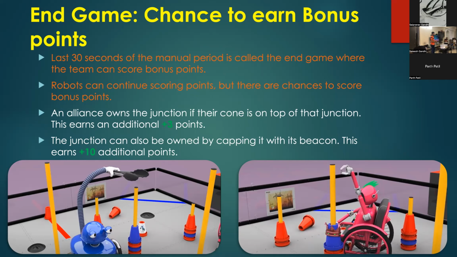So any questions regarding this? Yeah, suppose I'm the blue team and the red team has placed a cone. Then if I put blue on top of that, I get extra points. Yes. Then after that, if they put red on top, my extra points will be gone. By the end of the game, whoever is on top will get the extra points.